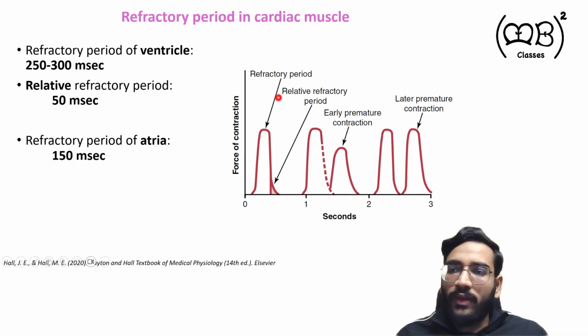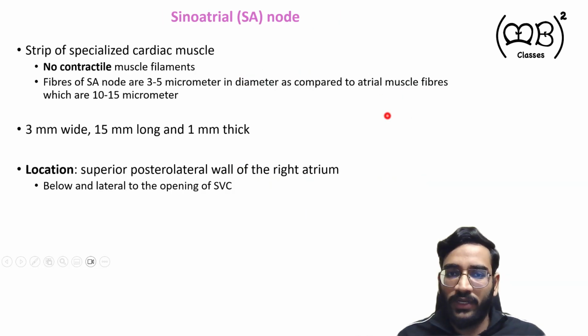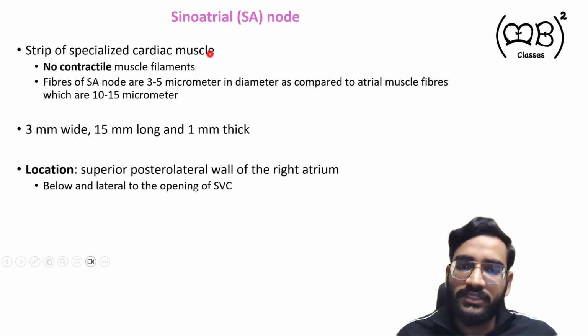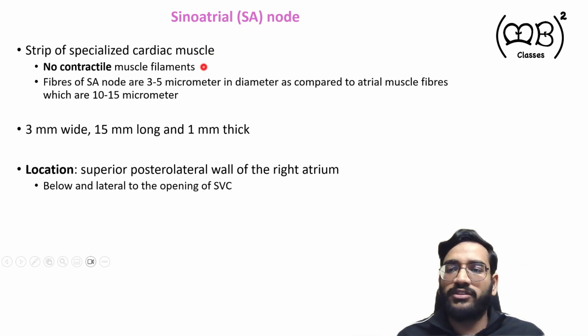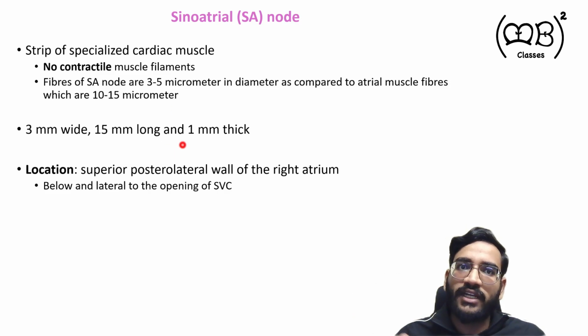So now we have seen how an action potential is generated in a cardiac muscle or a ventricle. Now, how is it different from the action potential that is generated in the SA node, and what makes the SA node self-exciting? The SA node is a strip of specialized cardiac muscle which has almost no contractile muscle filaments. The SA node and all the special excitable and conducting system which we'll be discussing in this lecture are non-contractile. They are mainly for the purpose of self-excitation, or the conduction of that impulse to different parts of the heart.